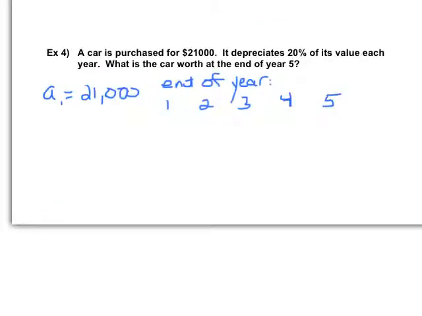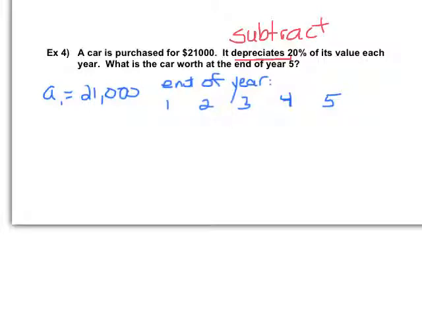Next, we're going to look at an application problem. A car is purchased for $21,000. It depreciates 20% of its value every year. And that's kind of standard. If you buy a brand new car, as soon as you drive it off the lot, you can't sell it for what you bought it for because it's already depreciated. So when you see depreciation, that's where you're going to subtract. The value is decreasing.